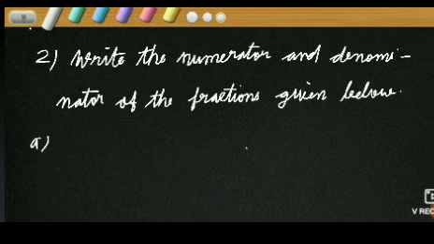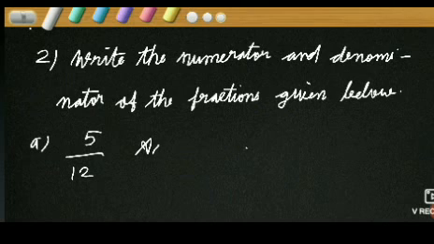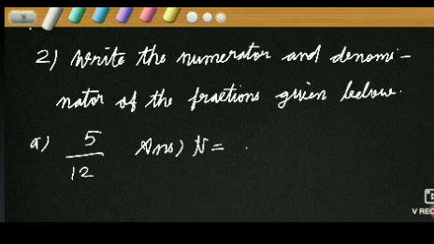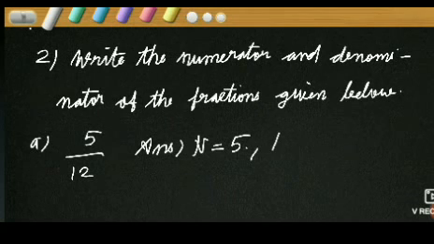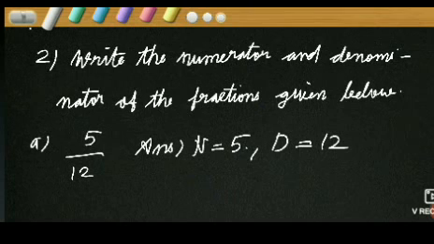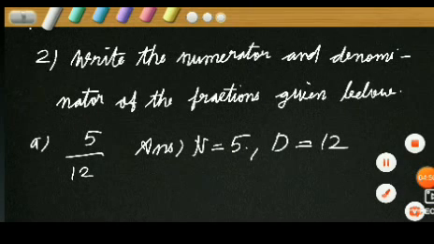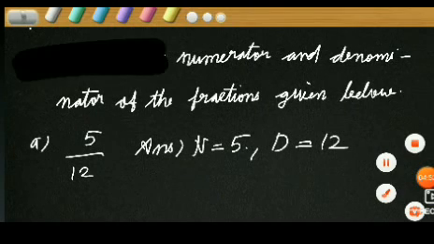A, the question is 5 by 12. Let the answer be written here. Which is the numerator here? The number written above is the numerator. So which is the numerator? 5 is the numerator. Which is the denominator? 12 is the denominator. Very easy, isn't it? Next one, question number B.